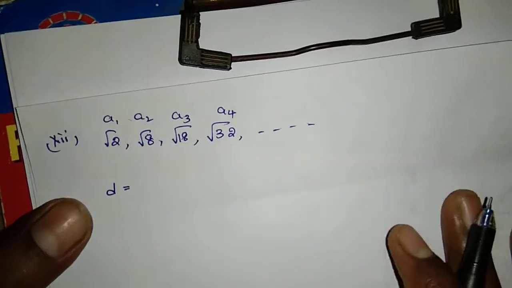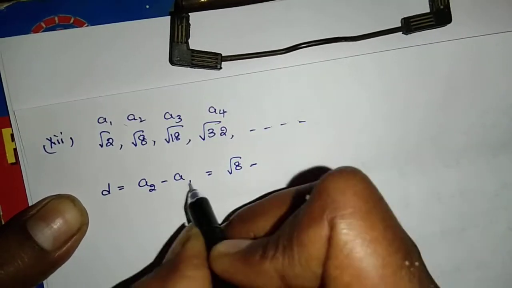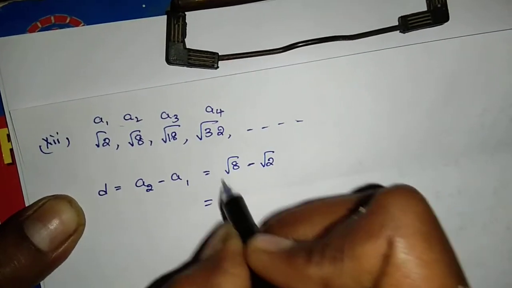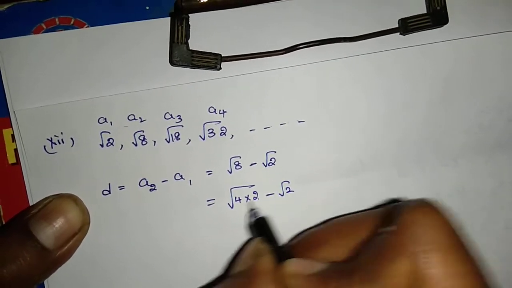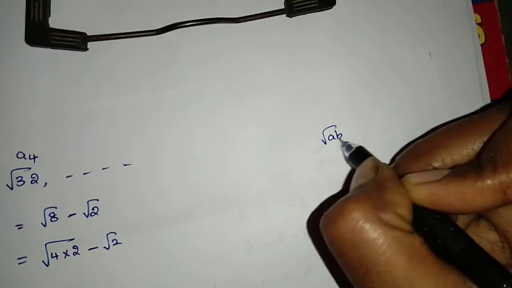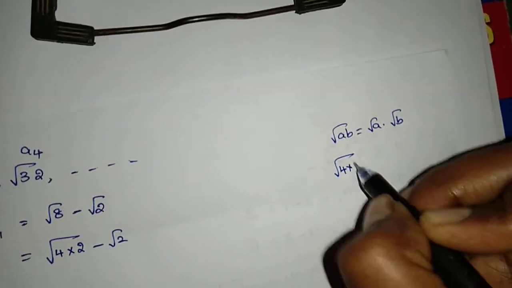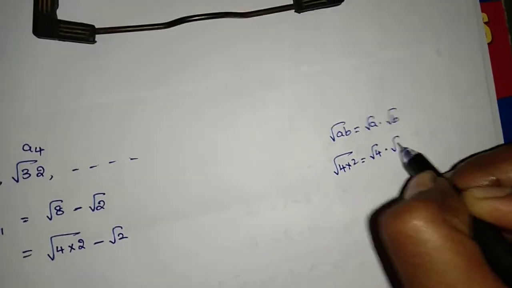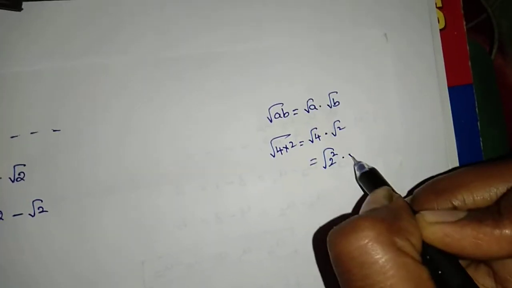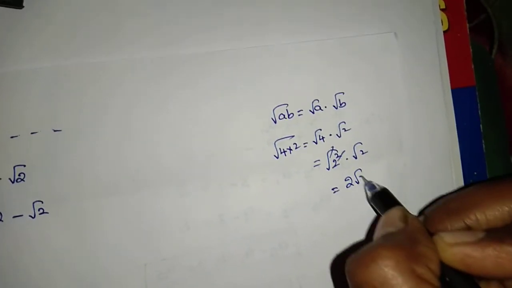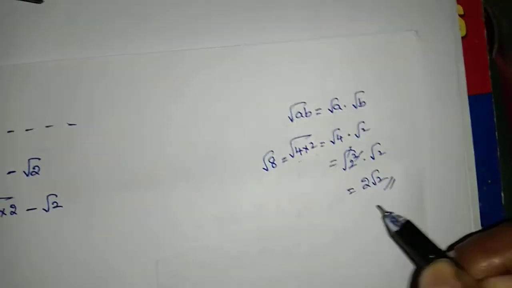d equals a2 minus a1. What is the a2 value? Root 8, minus the a1 value, root 2. Shall I write 8 as 4 twos are 8? Yes, 4 twos are 8. Here, root ab can be written as root a into root b. Already we know this. Here what I got? Root 4 into 2. Shall I write it as root 4 into root 2? This root 4 value, how much is this? 2 square into root 2. Square root cancel, 2 root 2. So root 8 equals 2 root 2.